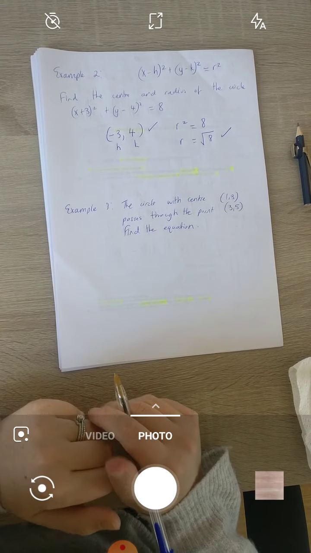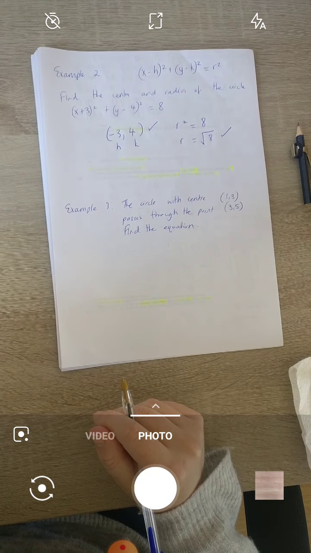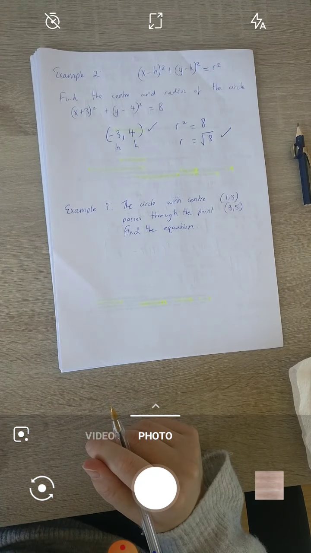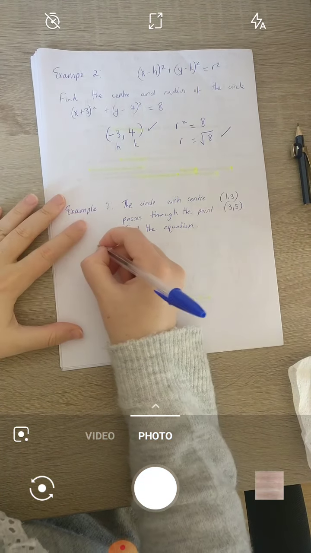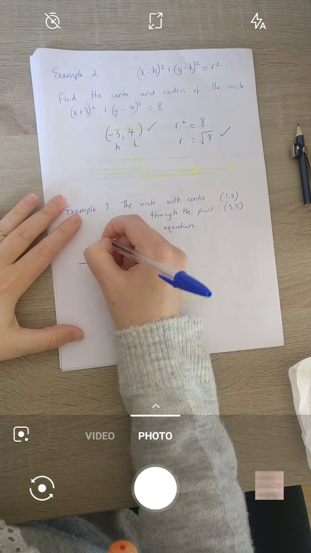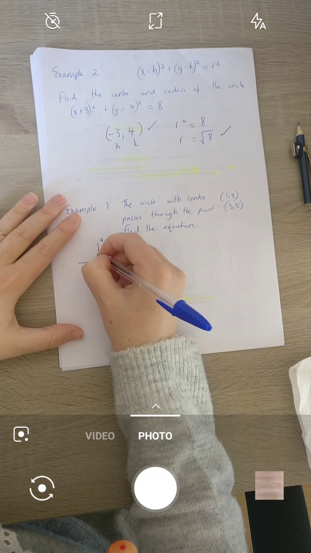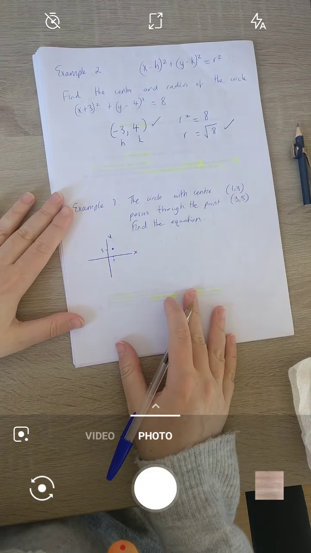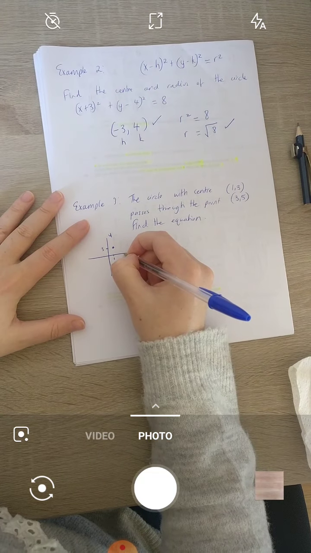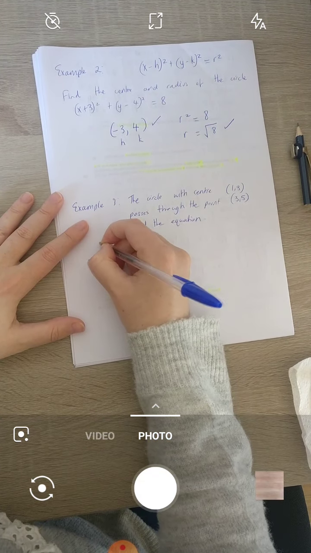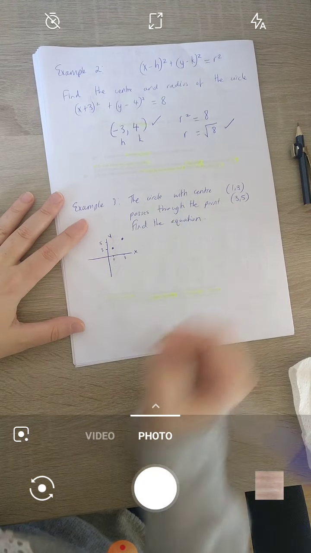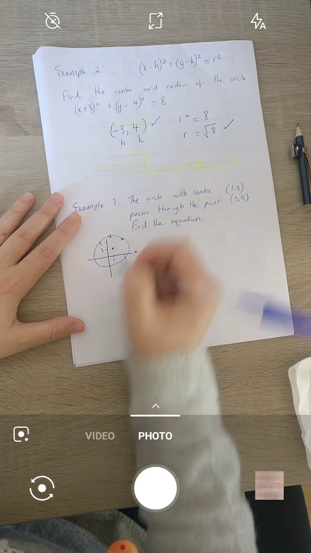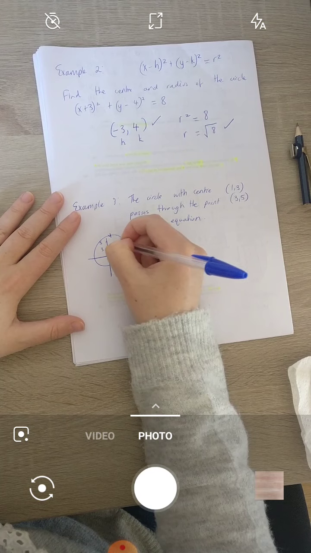And then lastly, we have the circle with center 1, 3 that passes through the point 3, 5. Find the equation. Now, if we think of this on our diagram again, we've our x and y axis, 1 on the x-axis and 3 on the y-axis. That's our center. Then 3, 5, so 3 is here. Again, obviously this is not accurate. The circle passes through the point 3, 5. Terrible drawing, but you get the idea.